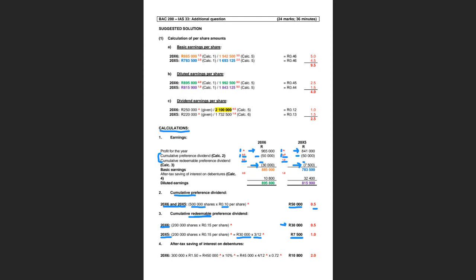Very important: notice there's no mark allocated for this total here, because regardless of whether you typed it in your calculator wrong or not, we're not going to penalize you. That's a good thing. Now we've arrived at basic earnings. That was pretty easy, right, guys? Give me a thumbs up if you thought you could handle that. So far, we've just done the preference dividend by following our formula.